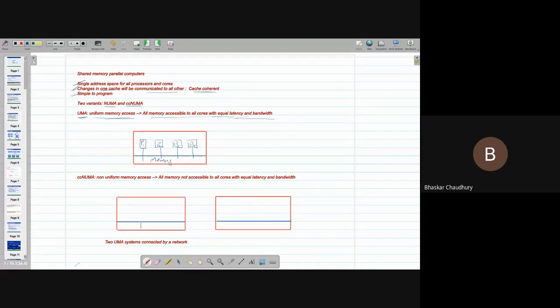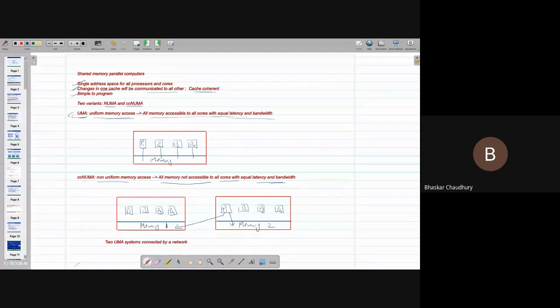Another system can be like this: I have a memory here, and I have another memory here, with P1, P2, P3, P4 here, and similarly P1, P2, P3 here also. Now suppose this P1 wants to access this memory, it can do that, but it can also access this memory which is local to it. You can see the access time for P1 to memory 1 and memory 2 will be different. So here all memory is not accessible to all cores with equal latency and bandwidth. That is called non-uniform memory access. Both are cache coherent.